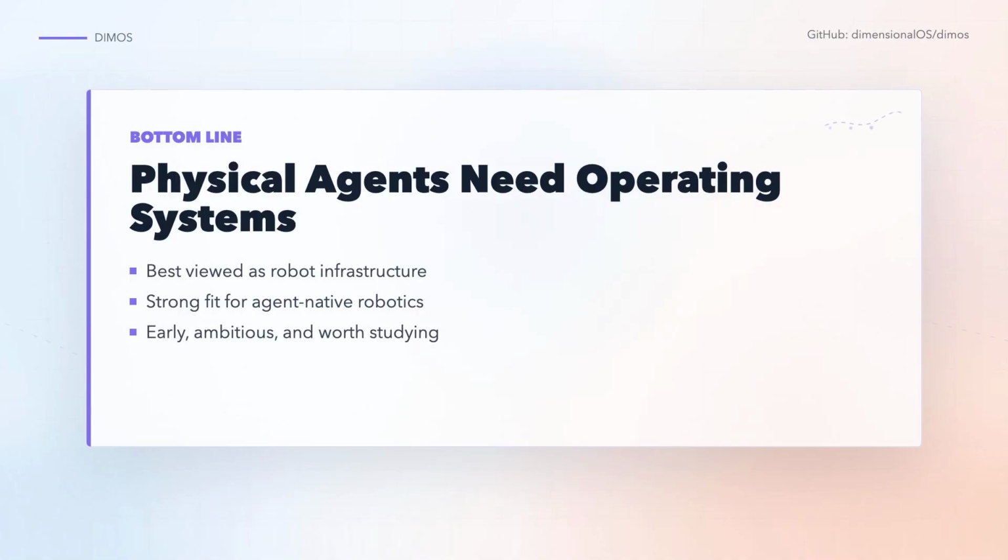It gives physical systems a structure that looks more like modern software: commands, modules, logs, tools, memory, simulation, and a documented path for coding agents. The repo is early, but the direction is clear. If agents are going to operate in the physical world, they need more than prompts. They need operating systems for the machines around them.